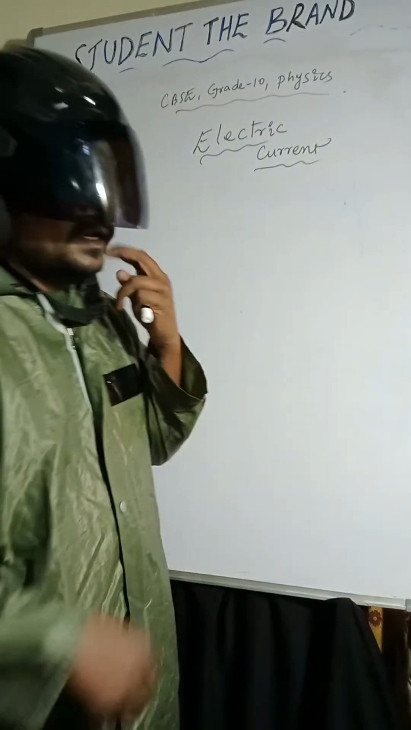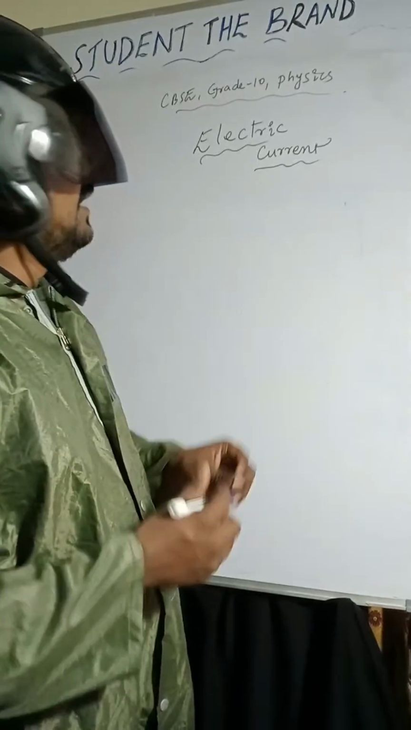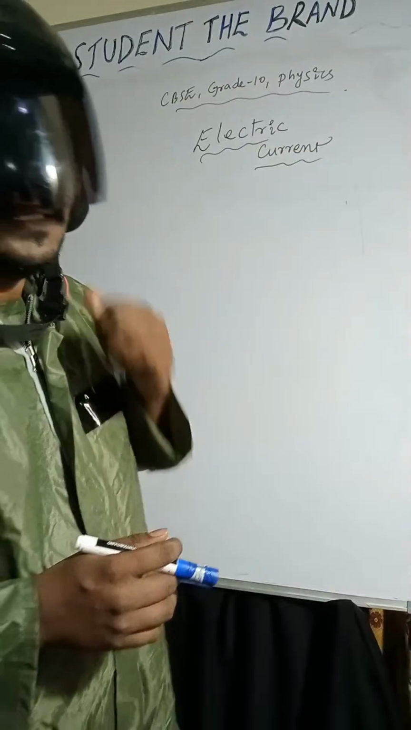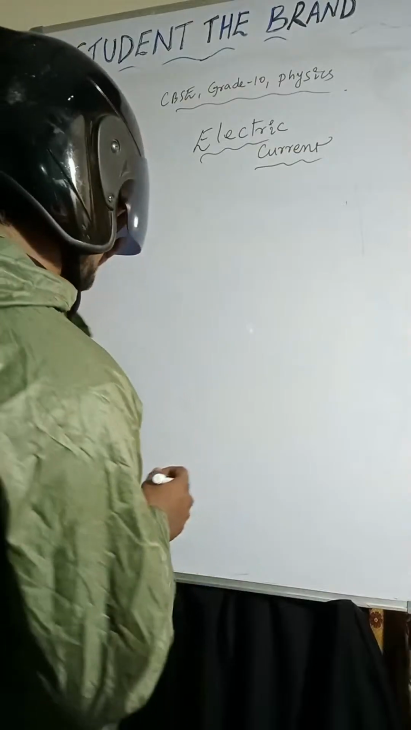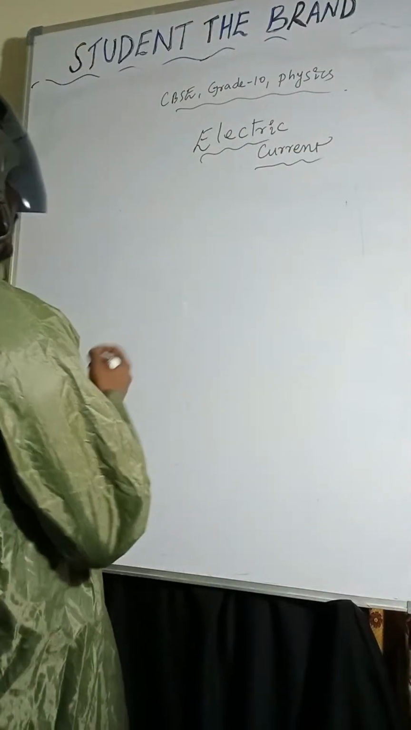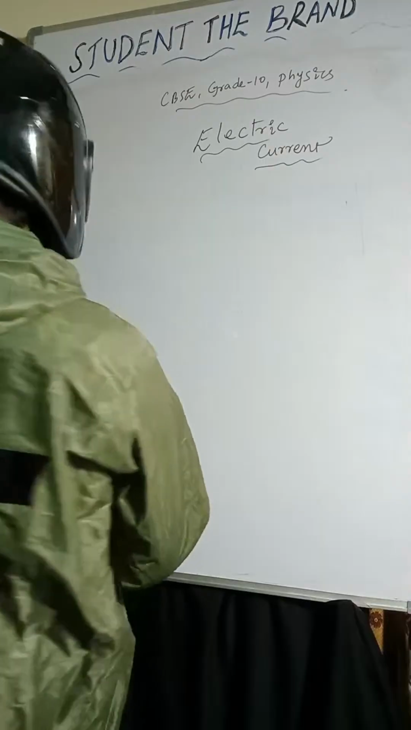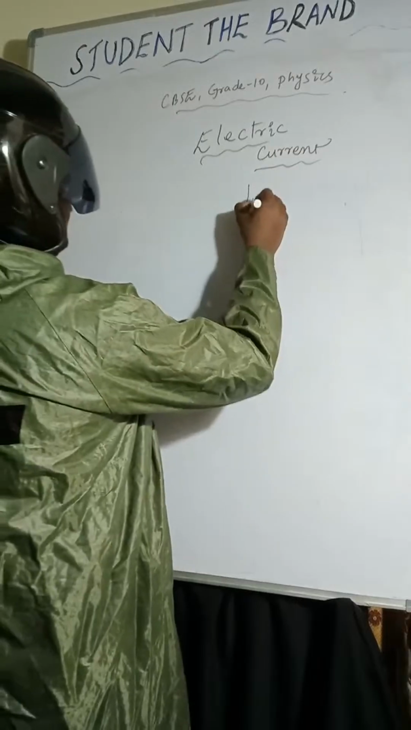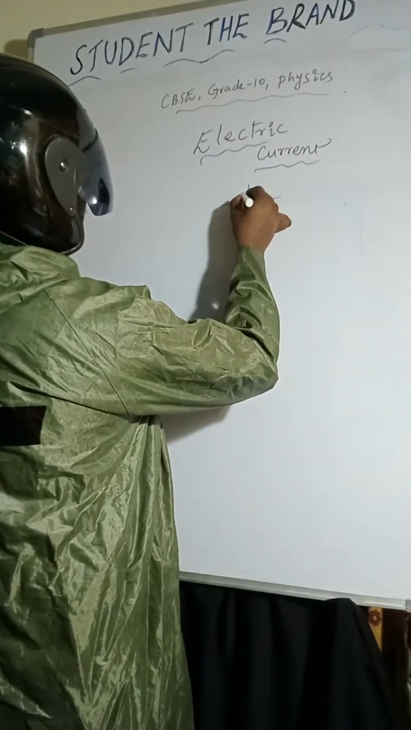Okay, done. Now we will discuss electrical appliances. What are the electrical appliances? The first one is the cell, battery. This is the cell, with a positive terminal and a negative terminal.